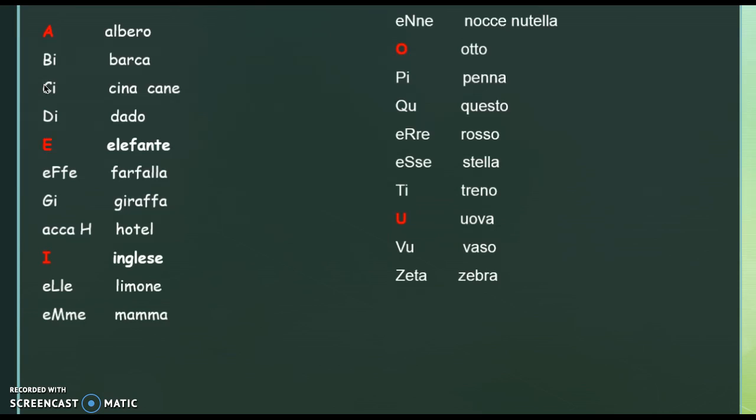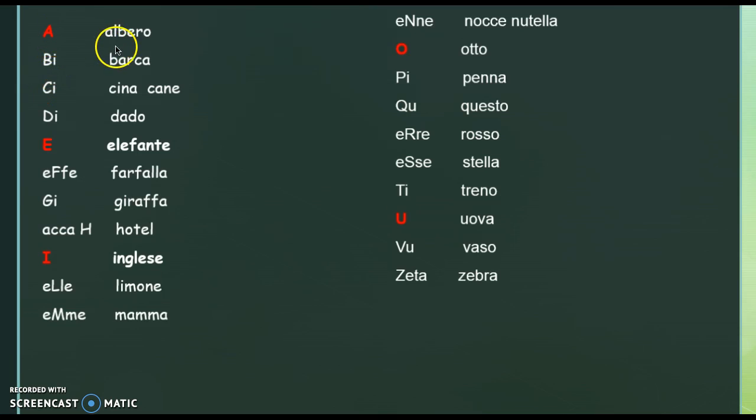The Italian alphabet is a little different to the English. The most important thing to remember are the vowels. The vowels are always A, E, I, O, U.